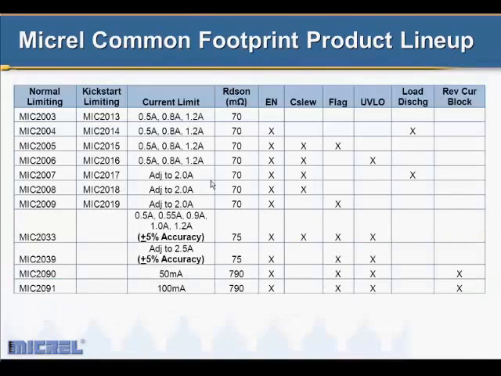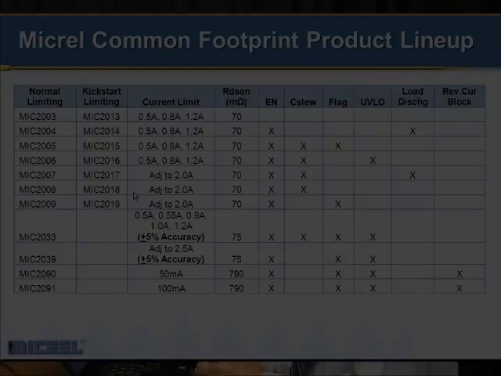The table shown here gives you an idea of the MIC2000 family lineup. There are many different features in these parts. Some parts offer a C-slew pin. This is to slew rate control the power as it's turned on. Some offer undervoltage lockout. Others have load discharge features. The reason for presenting this table is because these parts all have what is pretty much a common footprint if they're in SOT23 or in the 2 millimeter by 2 millimeter MLF.